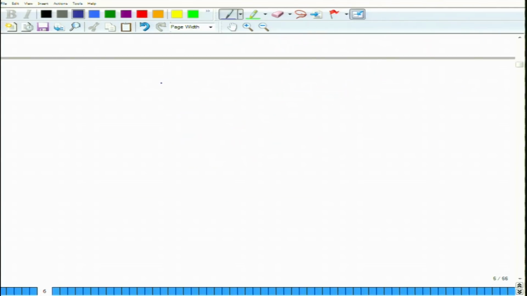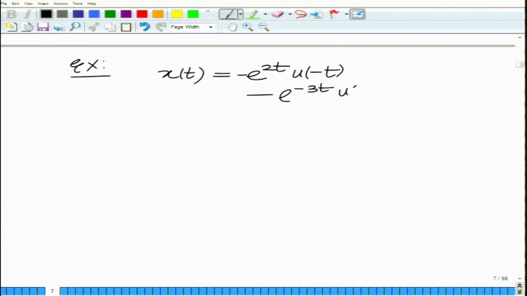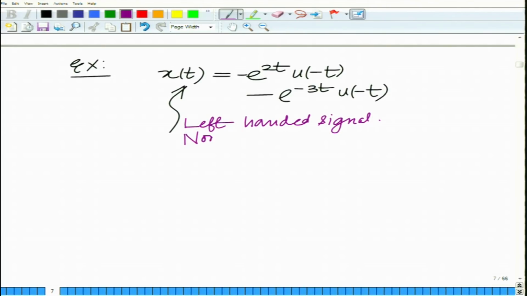Let us take a look at a simple example again. Consider x of t equals minus e raised to 2t u of minus t minus e raised to 3t u of minus t. Now, this is clearly a left handed signal, defined non-zero only for t less than or equal to 0.